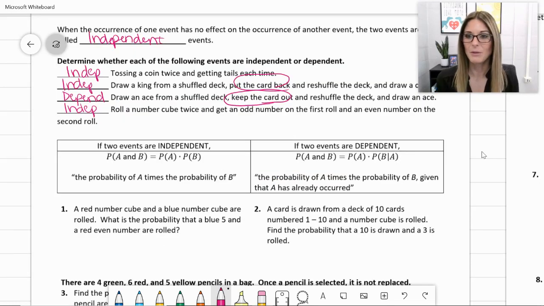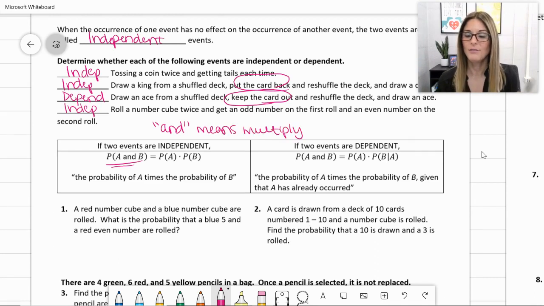So let's look at how we would find probabilities of independent and dependent events. If the two events are independent and you wanted to find the probability of A and B happening together, kind of like the examples above, we wanted to get a tails and a tails of those two flips of the coin, then you are going to multiply your two probabilities together. So whenever you see and, I want this and this to happen, means you need to multiply your probabilities together.